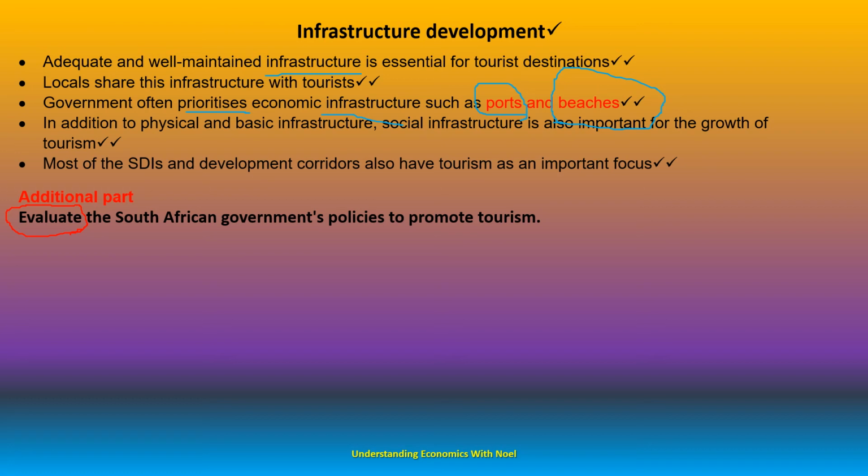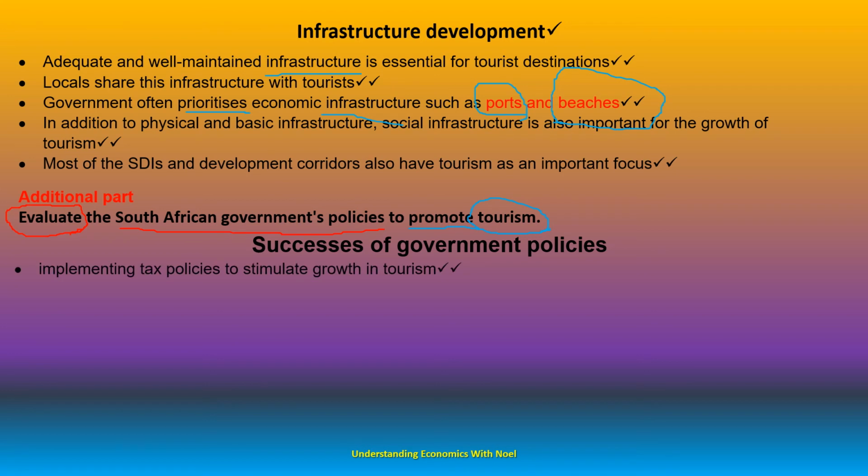So let's read the question. Evaluate the South African government policies to do what? To promote tourism. We need to promote tourism. We need to increase employment. We need the gross domestic product to increase. So let's evaluate how successful our government has been. So these are the successes. Indicate what they're talking about when you're writing this additional part. It is important to write your knowledge because this additional part cannot be found in any of the textbooks.